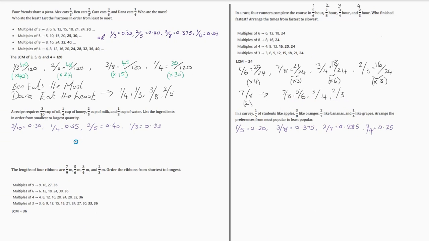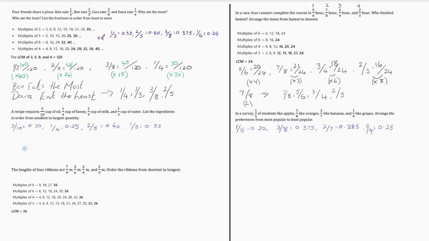Next one, I've just used decimals on this one because this actually was super easy to work out. I knew that it was going to be 30. They all go into 30. So I've done 3/10 equals 30, 1/4 is 25, 2/5 is 40, and 1/3 is 0.33 recurring. So, a recipe requires a cup of oil, honey, milk, and water. List the ingredients in order from smallest to largest.